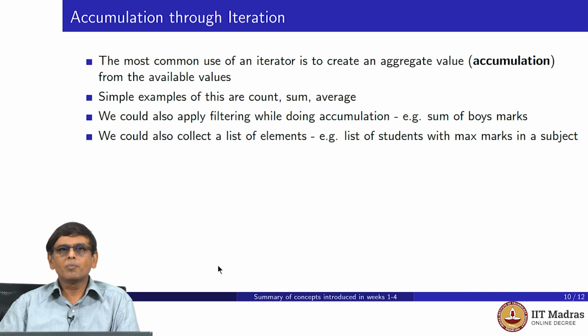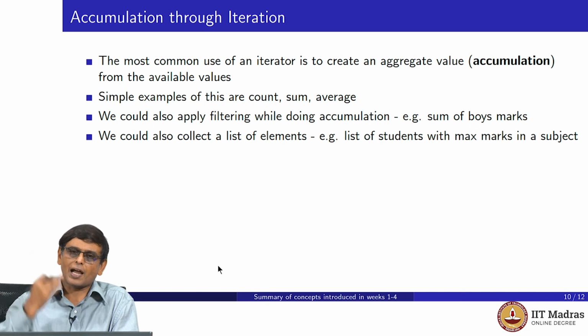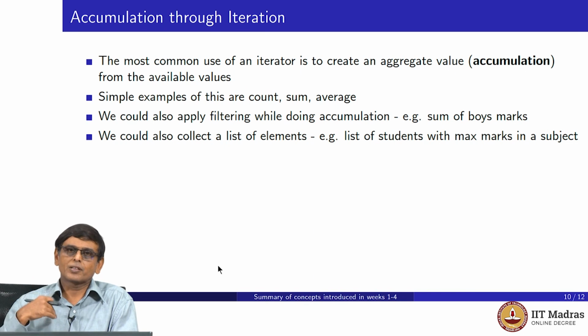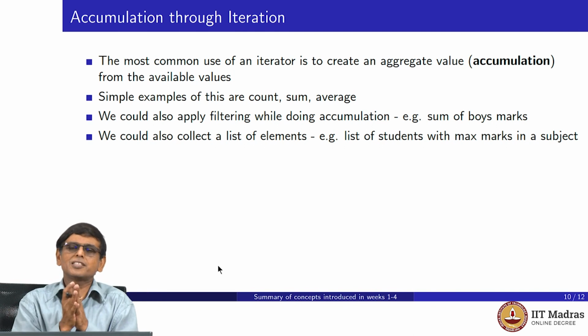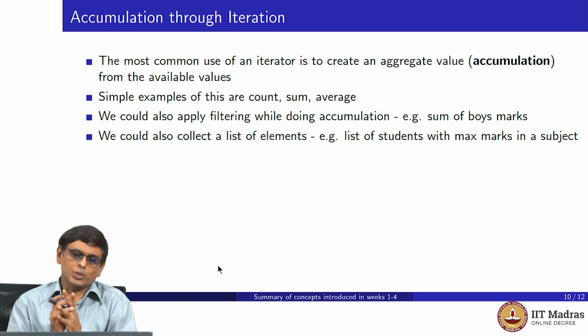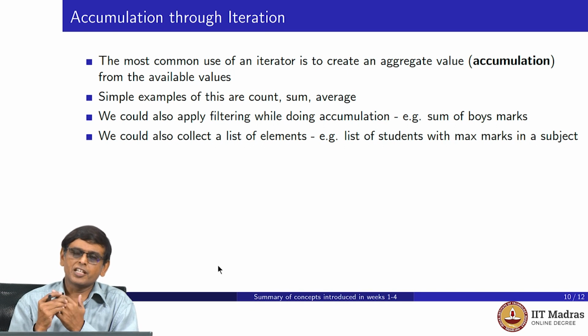Now, the most common use of an iterator is to create some kind of an aggregate value. Okay. So, you make a pass through the cards and you do some aggregate, like for example, you want to find the average total or the maximum total or something like that. Okay. So, this business of taking all the cards and summarizing the cards into a single set of values is what we might have studied in statistics course.